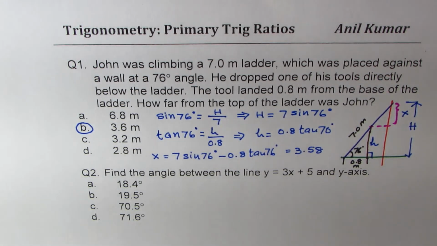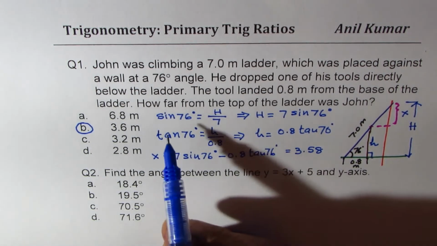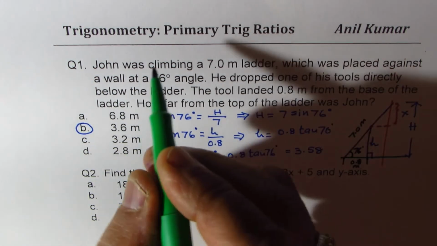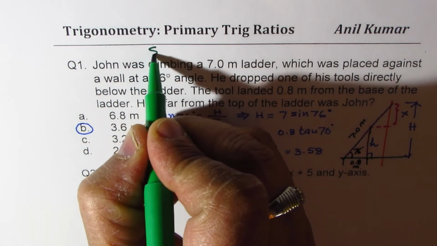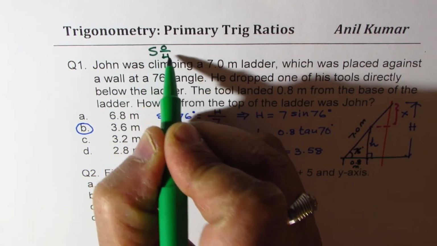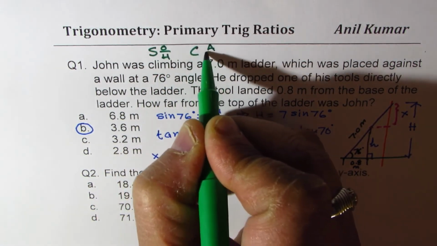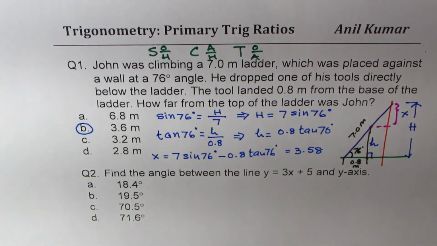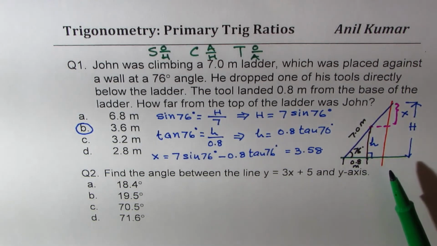Most of the trigonometric problems relating to right triangles could be solved with primary trigonometric ratios, and the only thing which you need to remember is how they are related. Sine is opposite over hypotenuse, cos is adjacent over hypotenuse, and tan is opposite over adjacent. That helps us to figure it out. But definitely you need to make the right diagram.